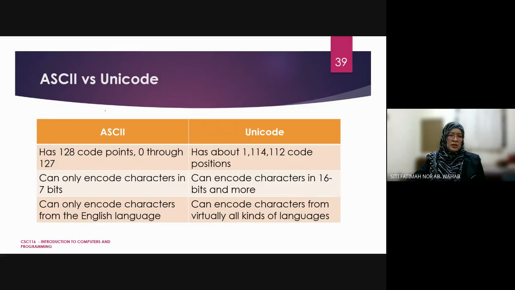Okay. So, we can clearly see, the ASCII and the Unicode. ASCII has 128 code points, 0 through 127, while Unicode has 1,114,112 code positions. ASCII can only encode characters in 7 bits. Unicode can encode characters in 16 bits and more. ASCII can only encode characters from the English language. Okay, it does not understand Latin, German, Tamil, Chinese characters. But Unicode can encode characters from virtually all kinds of languages.